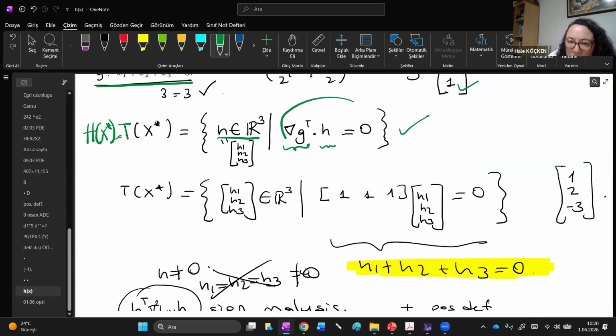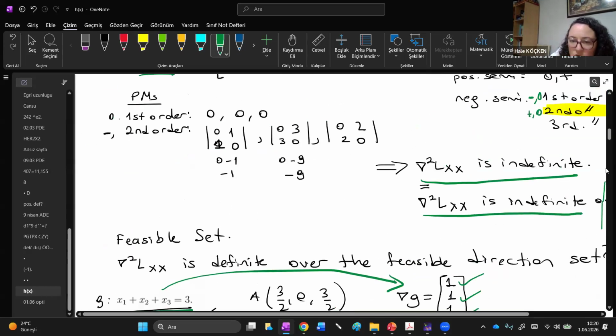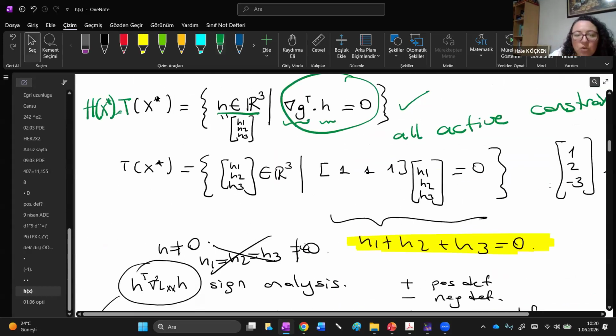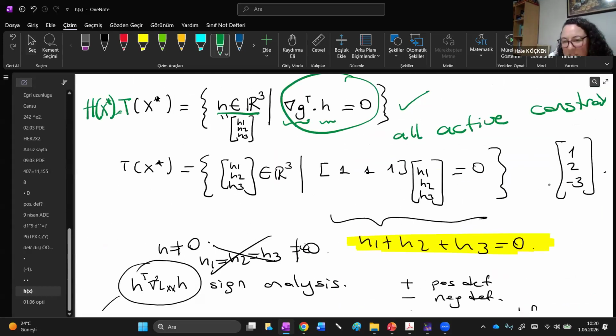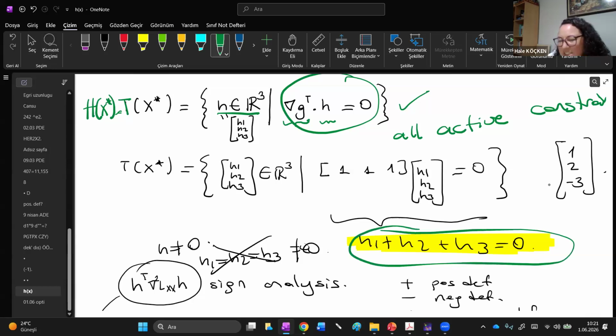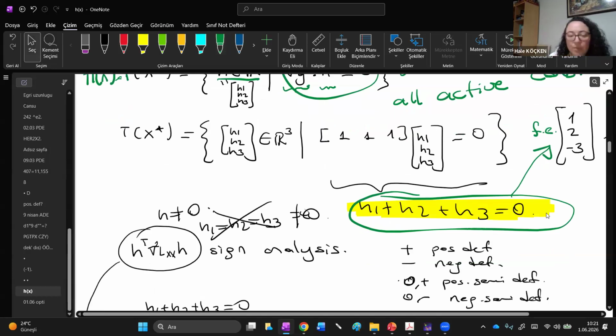You need to consider all active constraints in this step, okay? All active constraints in this step. Anyway, if you do that, (1, 1, 1) times (h1, h2, h3) is 0, or simply h1 + h2 + h3 is 0, which is your constraint. You are going with the direction of your constraint actually here, okay? So we will consider vectors such as, for example, 1, 2, and -3, as you see, they add up to 0.